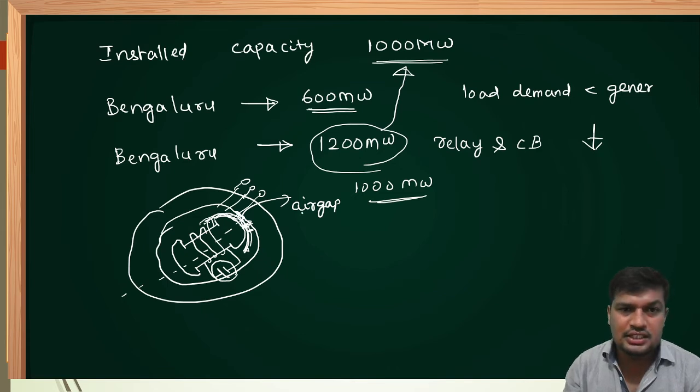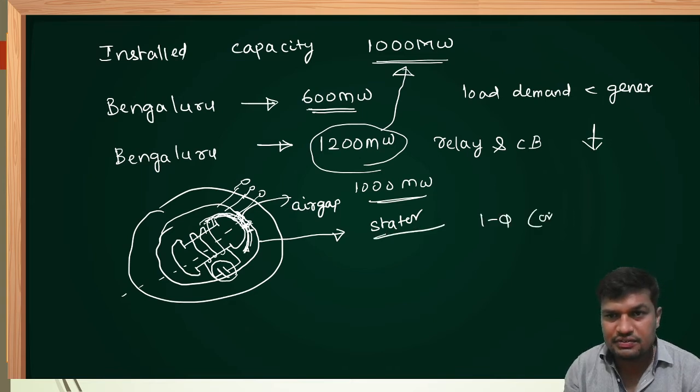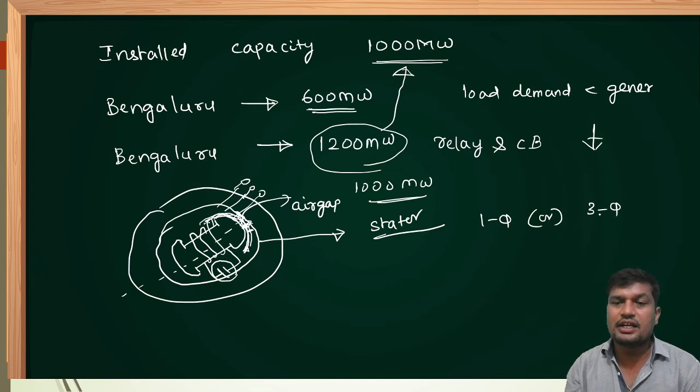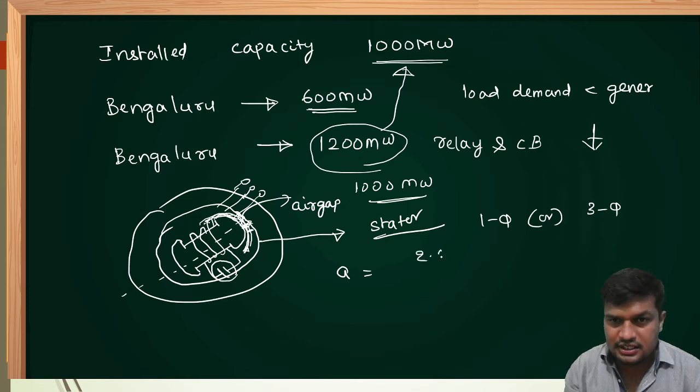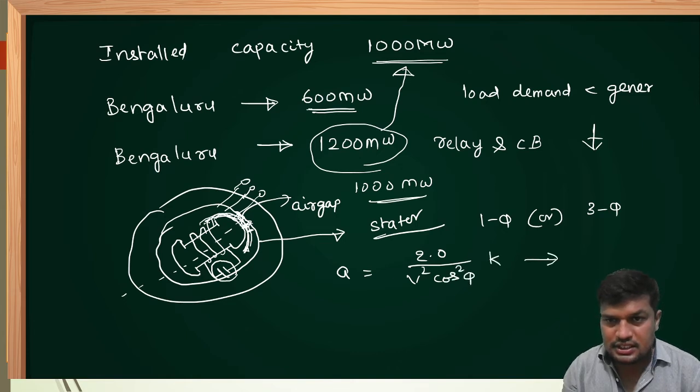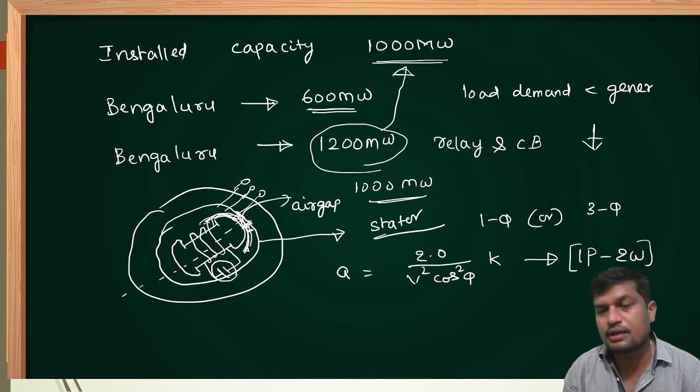Now my question is, is this stator winding a single phase winding or three phase winding, which we need to confirm right now. If you go for single phase winding, area of cross section of conductor or winding is 2ρ upon V square cos square phi into K. This area of cross section is designed for single phase 2 wire. When we go in depth, we will understand all these formulas.